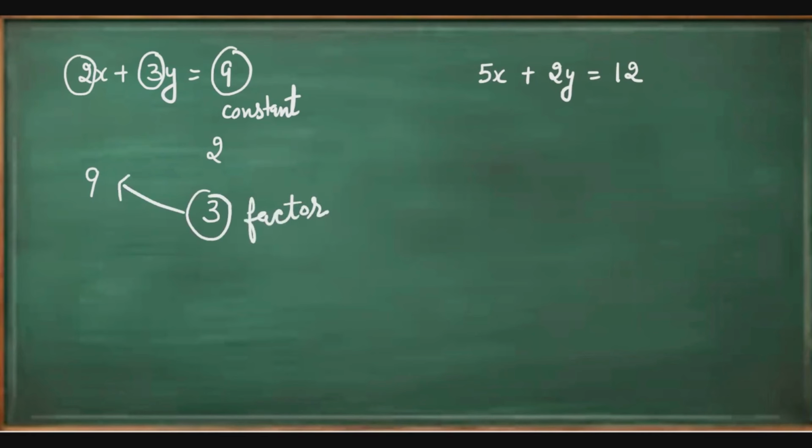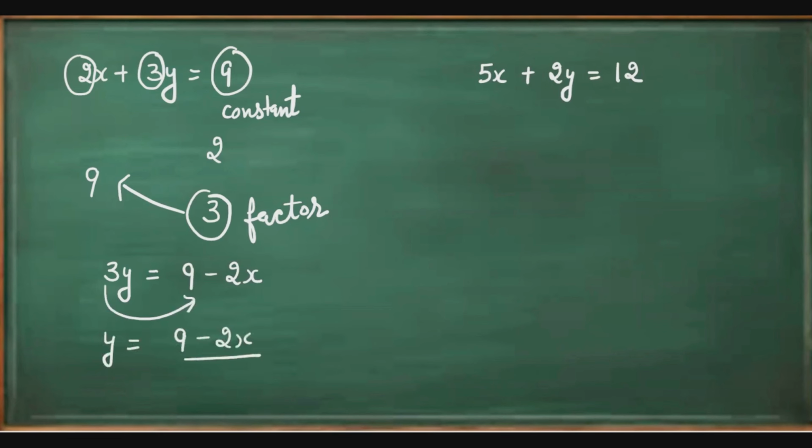So what we have to do? We have to move 2x to the other side. We will not move the number which is a factor of 9. So let's move. We'll get 3y is equals to 9 minus 2x. Now we have to take 3 to the other side. We'll get y is equals to 9 minus 2x over 3.